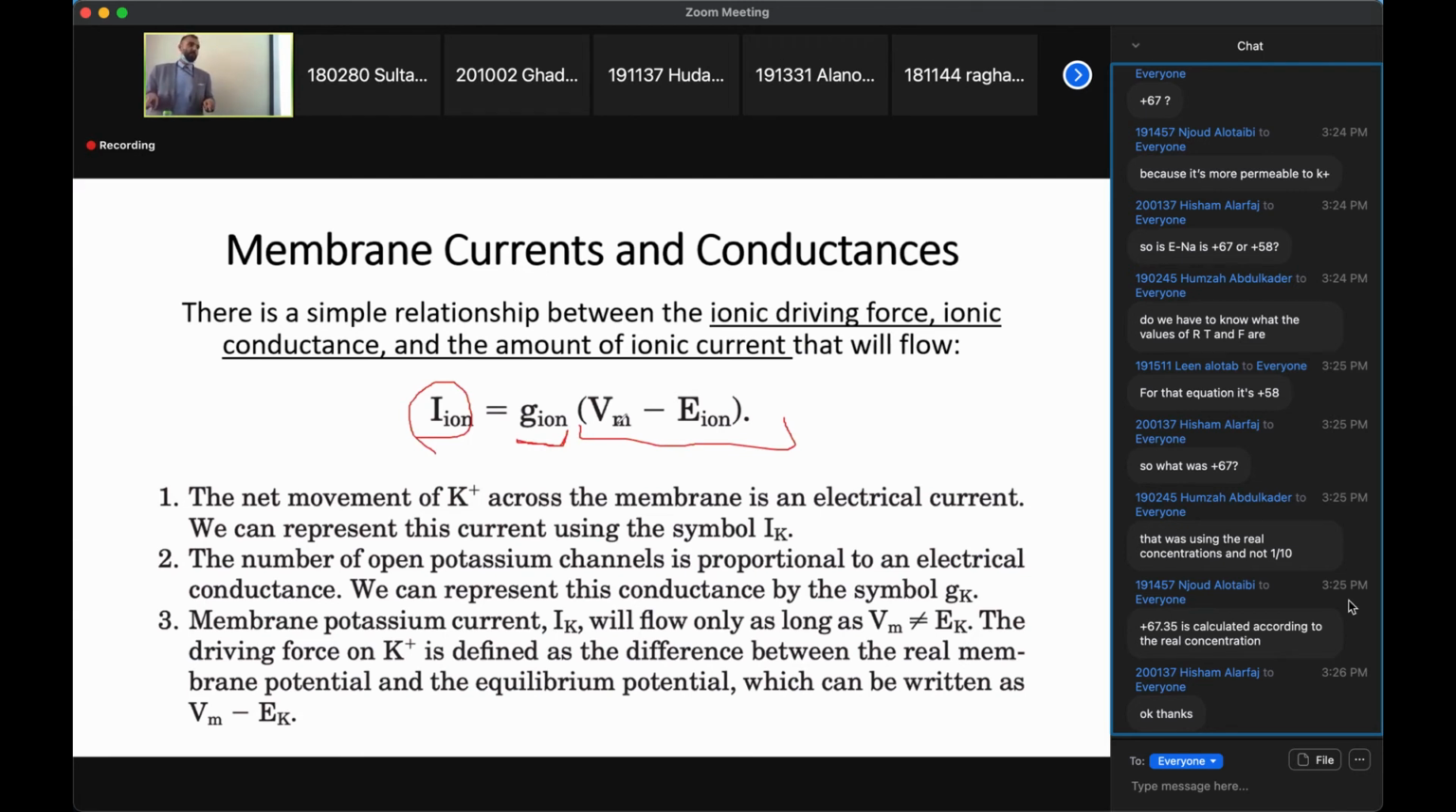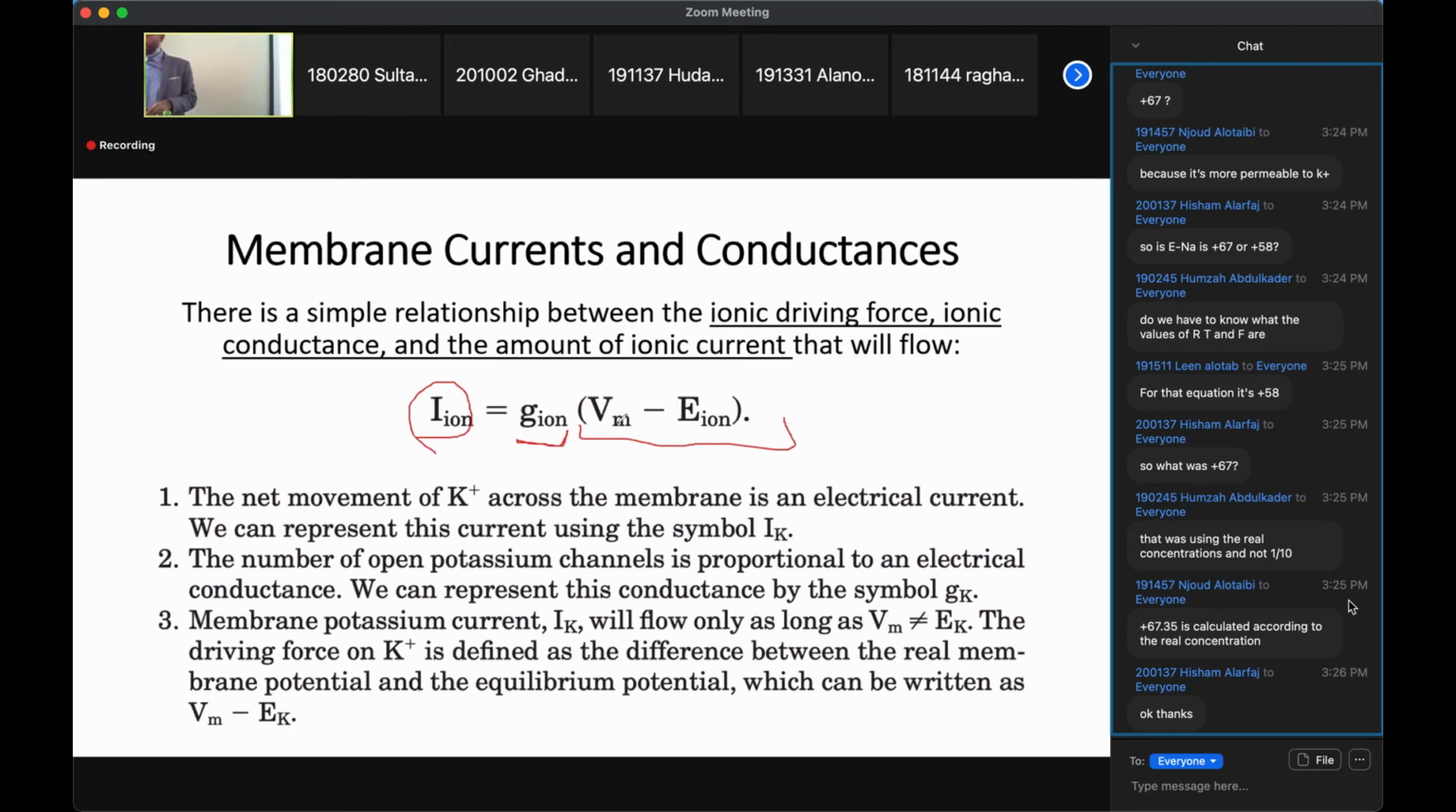Is that clear? So if the membrane potential was the same as the equilibrium potential for potassium, will there be any movement of potassium? No. There will be no movement of potassium, and so there will be no current of potassium. So potassium or sodium will always move as long as the membrane potential is not equal to their equilibrium potential. Okay, is this clear?